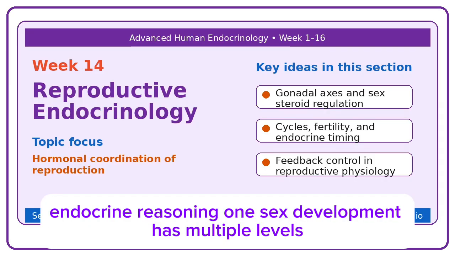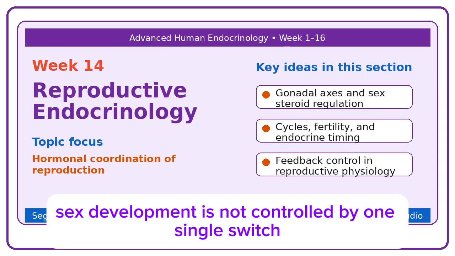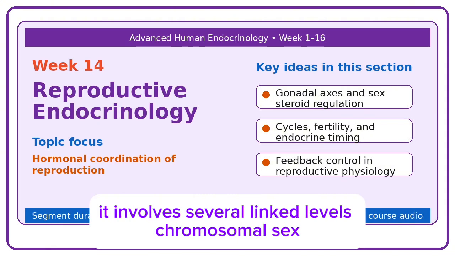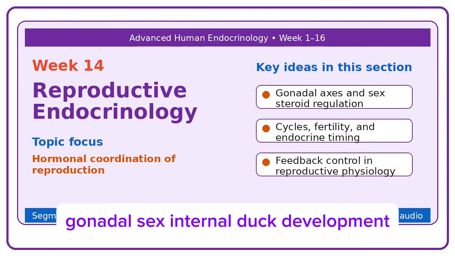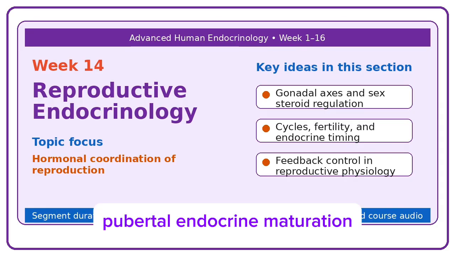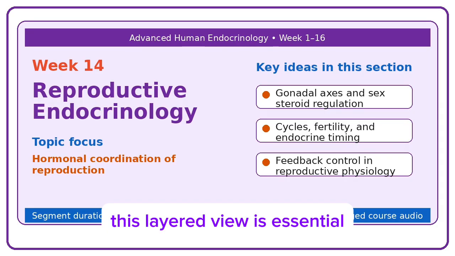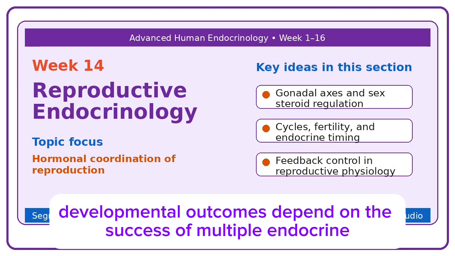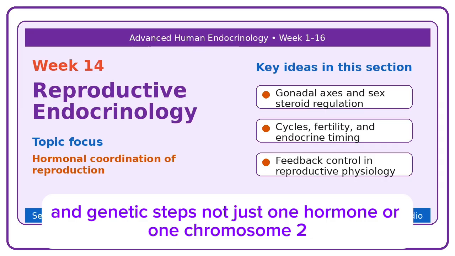1. Sex development has multiple levels. Sex development is not controlled by one single switch. It involves several linked levels: chromosomal sex, gonadal sex, internal duct development, external genital development, pubertal endocrine maturation. This layered view is essential because developmental outcomes depend on the success of multiple endocrine and genetic steps, not just one hormone or one chromosome.